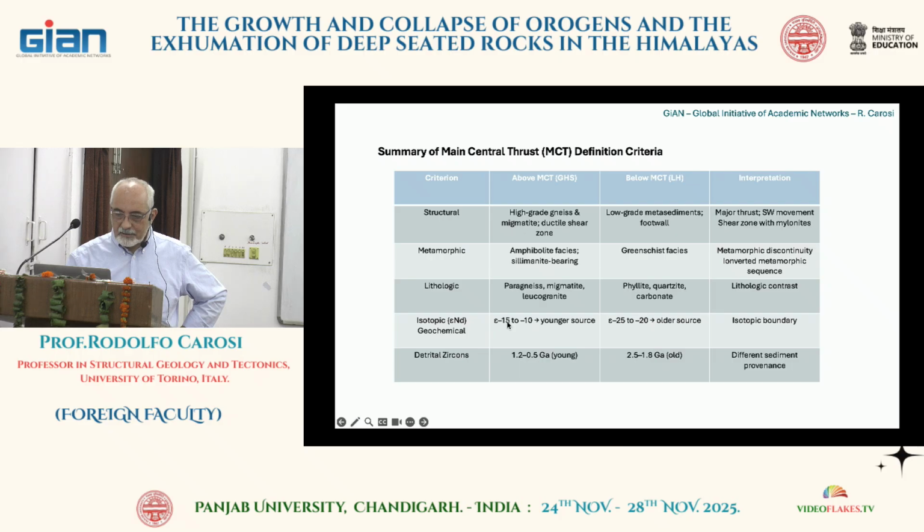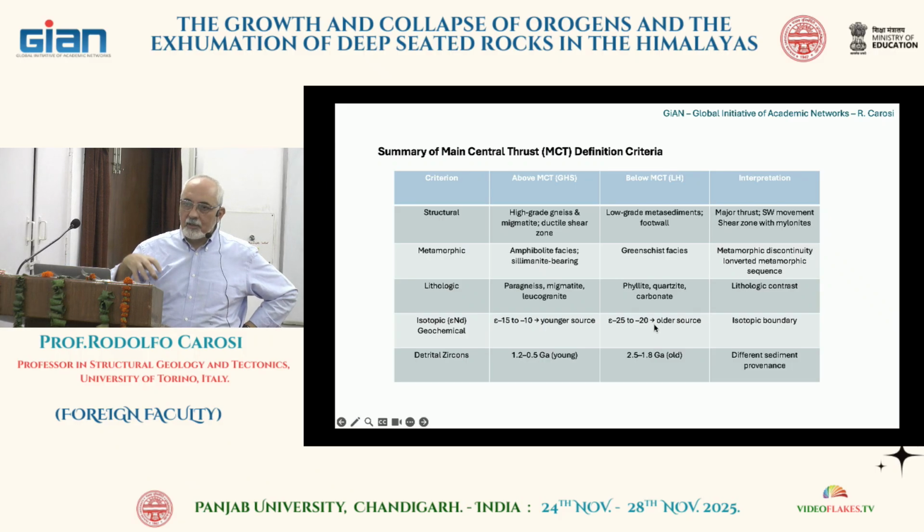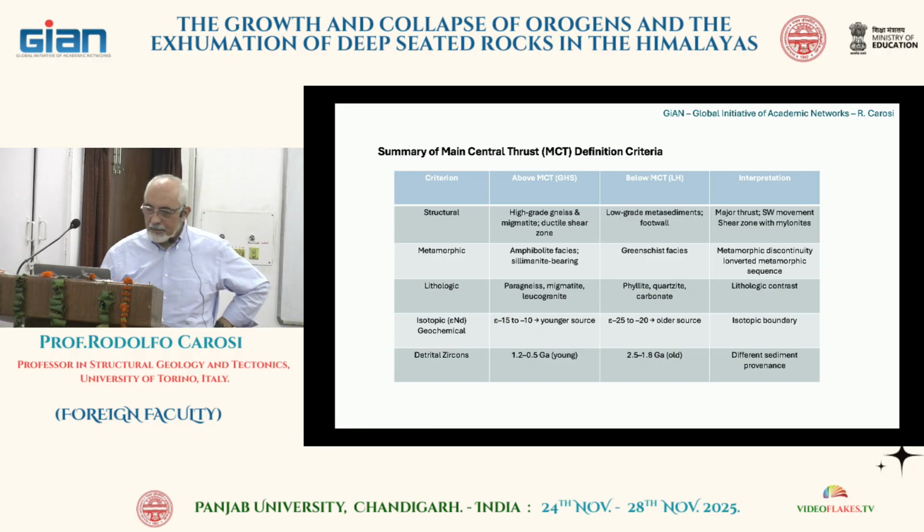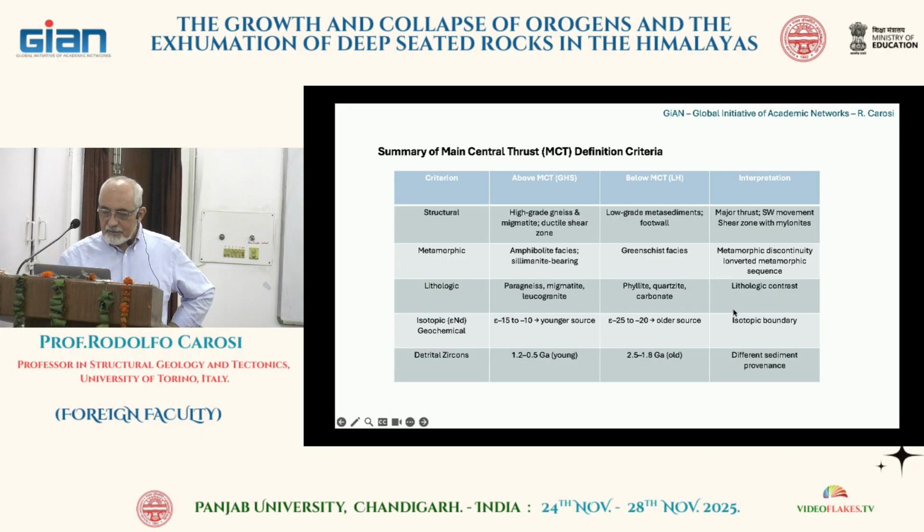So this value is from 15 to 10, and epsilon neodymium below the Main Central Thrust in the Lesser Himalayan Sequence is 25 to 20, pointing to a much older source from the Indian Craton. So there is also an isotopic boundary.